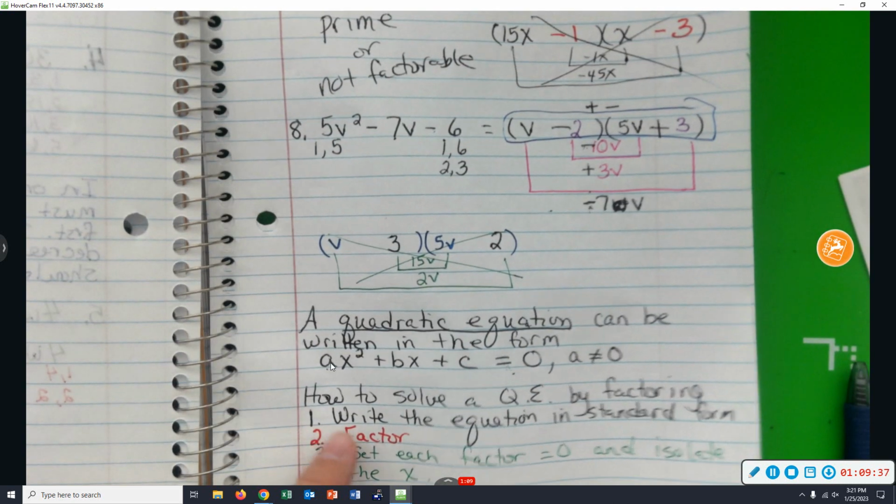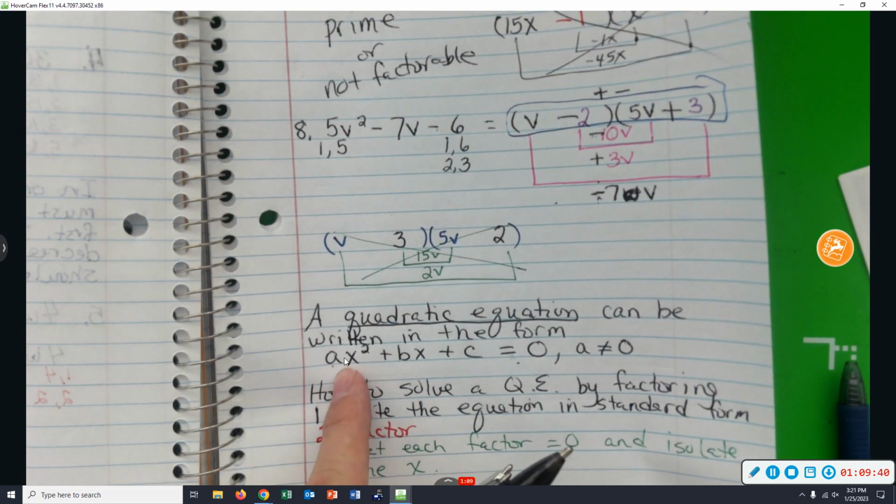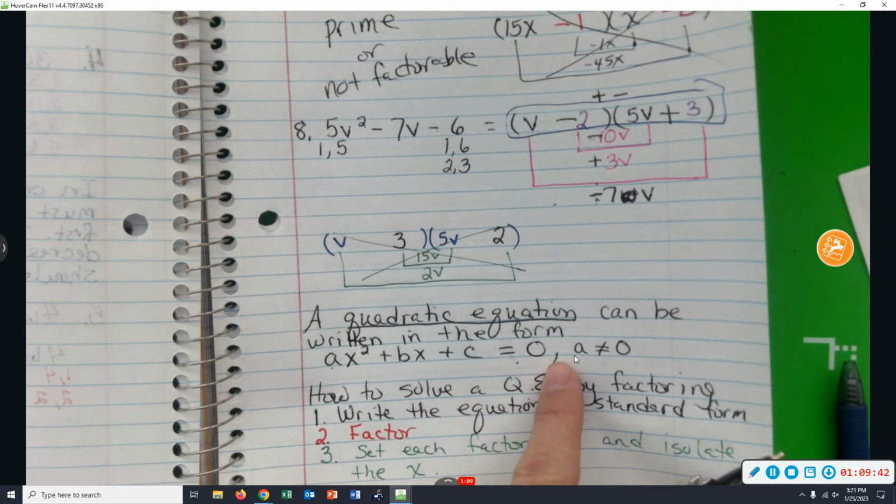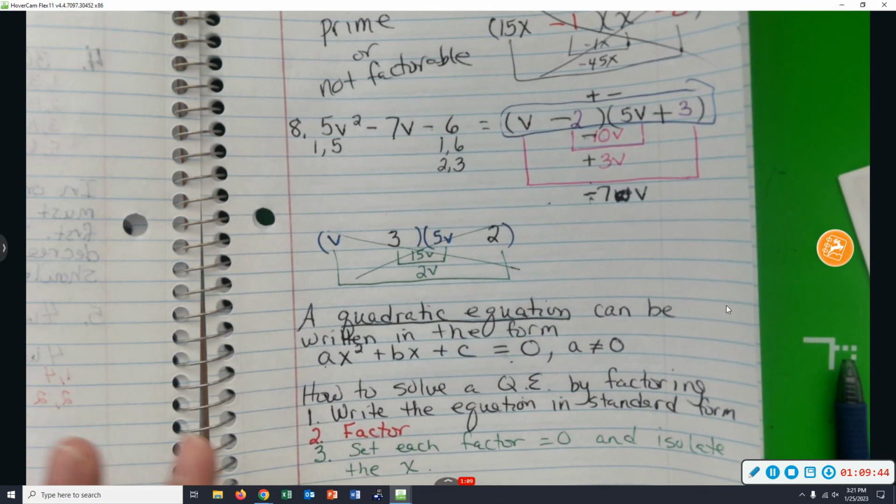Well, it needs to be written in standard form. That standard form, x squared plus x plus a constant equals 0, that's already done for us.